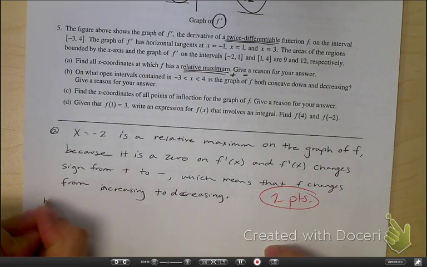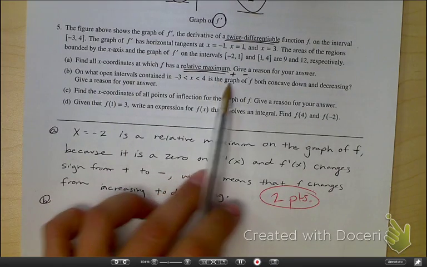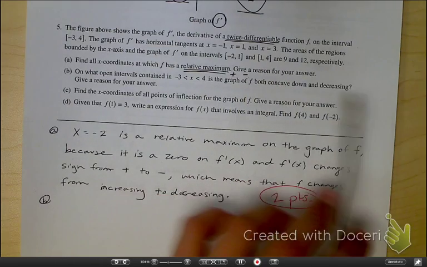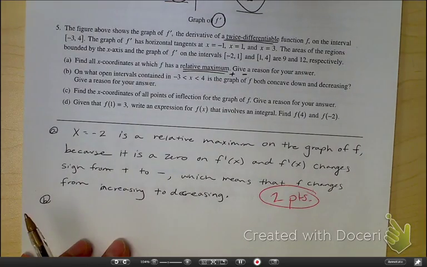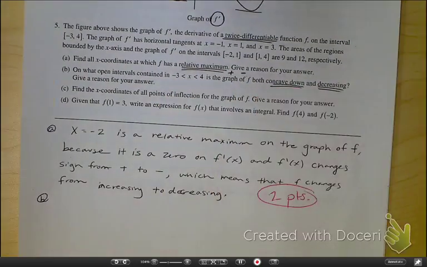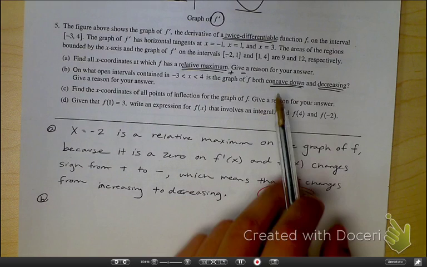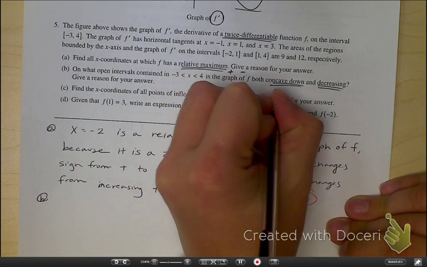Part B says, on what open intervals contained between -3 and 4 is the graph of f both concave up and decreasing. Sorry, concave down and decreasing. Give a reason for your answer. So we're looking at both of these things. To figure out where the original function is concave down, if I'm looking at the first derivative, I'm looking for where the first derivative is decreasing.